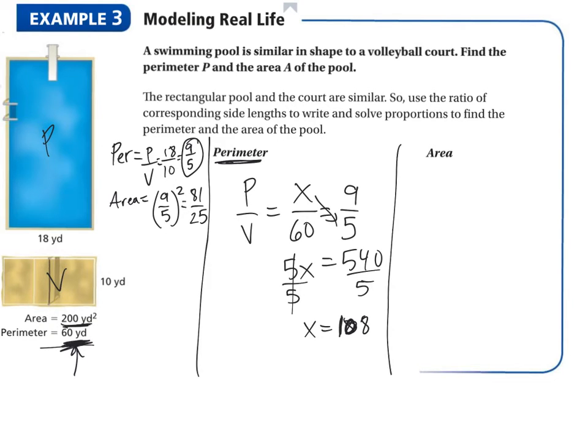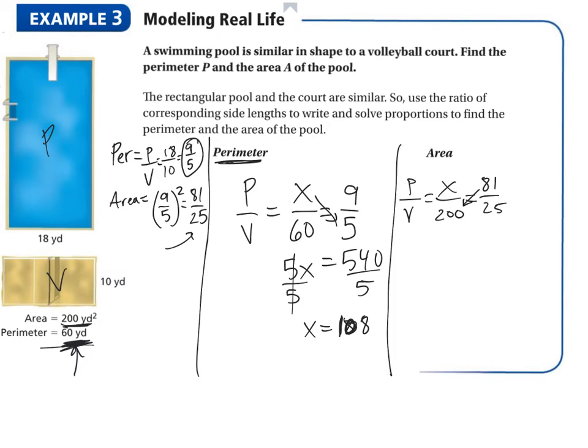Okay, so now we're going to draw another line, and we're going to figure out the area. So again, pool to volleyball. Again, we don't know the pool's area, so that's unknown, but we do know the volleyball's area is 200, and our ratio for pool to volleyball in area is this 81 to 25. And now I'm going to use my calculator on the side here, so we're going to cross multiply.